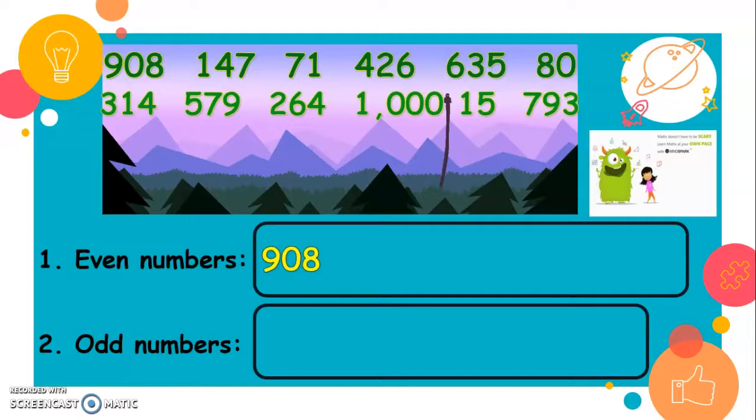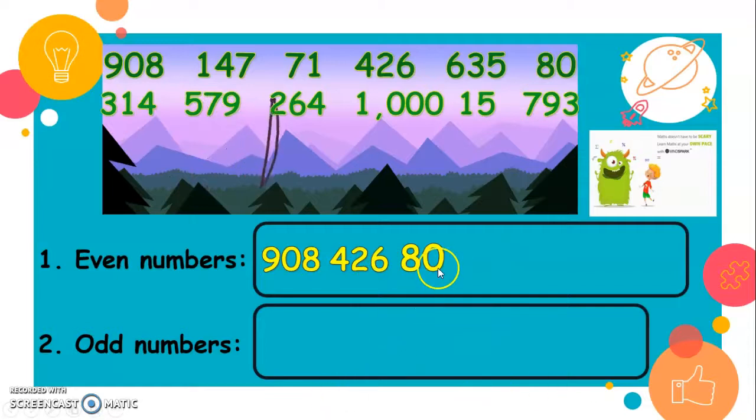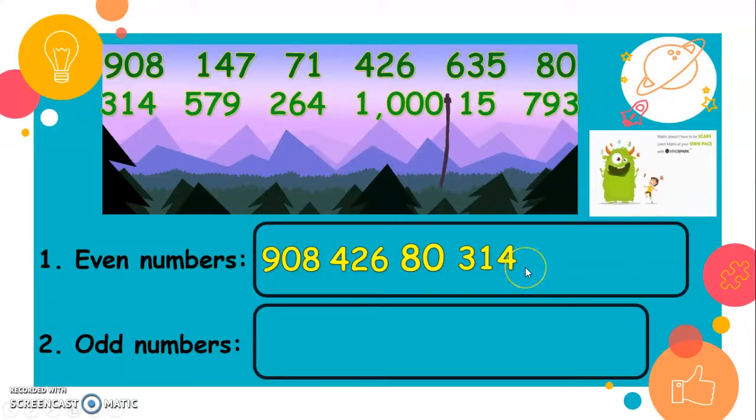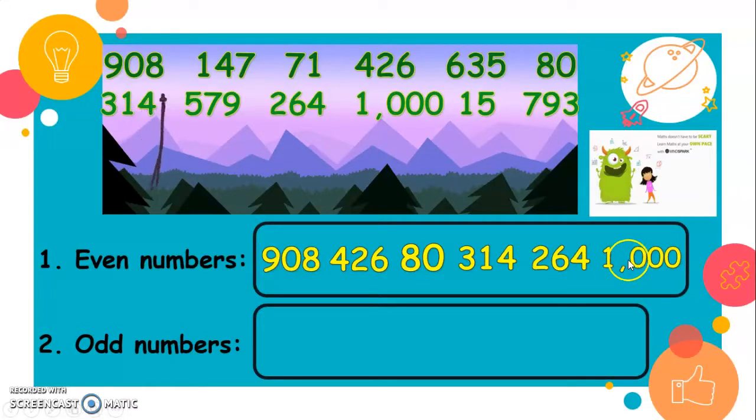First one is 908. This has the number 8 in the ones place. The next is 426 with number 6 in the ones place. Next one is 80. This one has 0 in the ones place. Next one is 314. This number ends with number 4. And then you have 264, also ending with the number 4. And the last one is 1000. 1000 has the number 0 in the ones place.